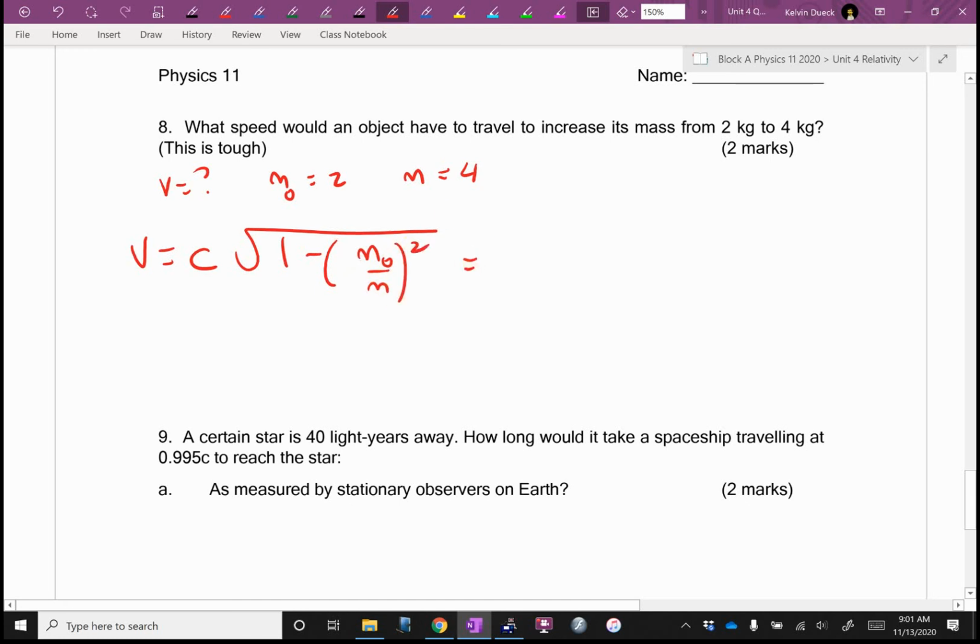I will take two answers here, because I did not specifically say, give me the answer as a percentage of the speed of light, or give me the answer in meters per second. So I'll take both. On the test, there will be one question where I say, give me the answer as a percentage of the speed of light, and one where I say, give me the answer in meters per second. So I'll show you how we do both. If I want the answer as a percentage, I just leave the c as a c.